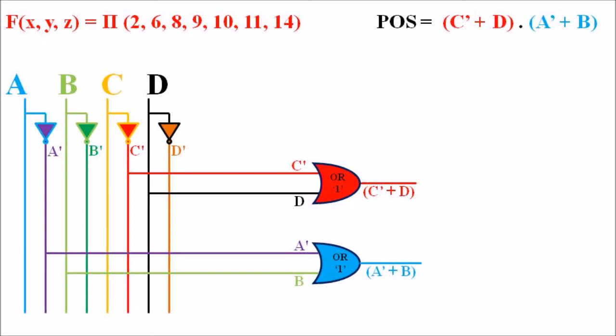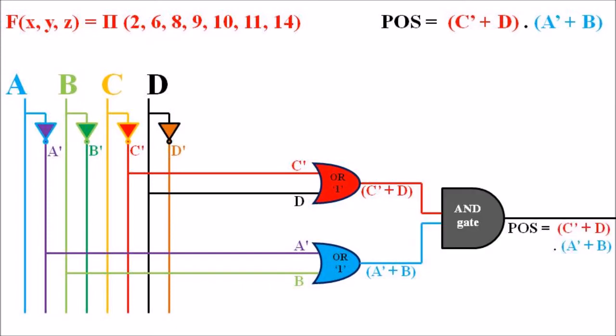And finally, for generating the POS, we have to multiply both these outputs, that is, we have to introduce an AND gate, and the inputs of the AND gate should be the outputs of these two OR gates. So finally we are introducing the AND gate. The input of the AND gate is C bar plus D in terminal 1, and in terminal 2 we are introducing A bar plus B. So the outputs of the OR gates are given as the inputs of the AND gate, and the output of the AND gate will be (C bar plus D) into (A bar plus B), which is equal to the POS we require. So my dear students, this is how we generate or represent a logical circuit for a POS equation.